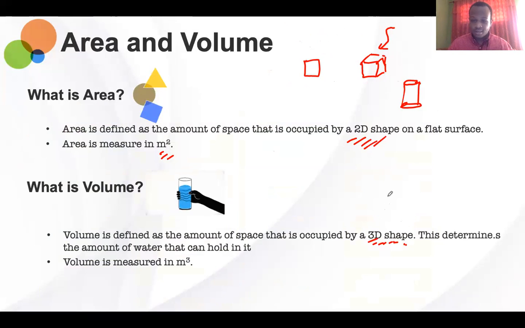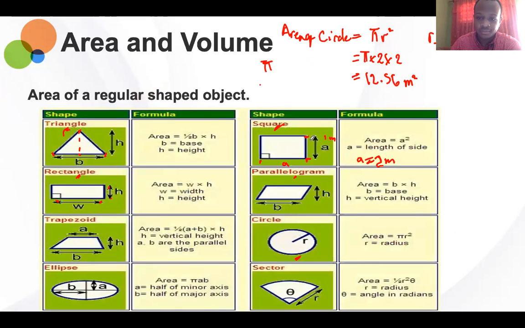So our unit. What is the unit for area? Square, sir. Meter squared. And what is the unit for volume? Cube. Meter cube. All right, beautiful. So we can continue.